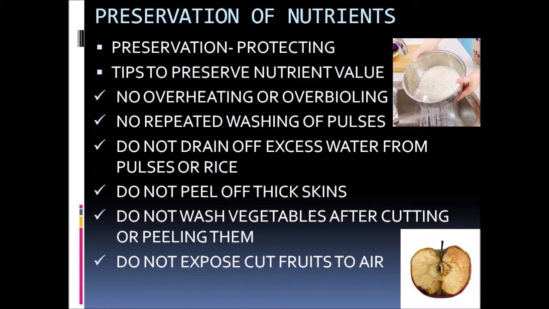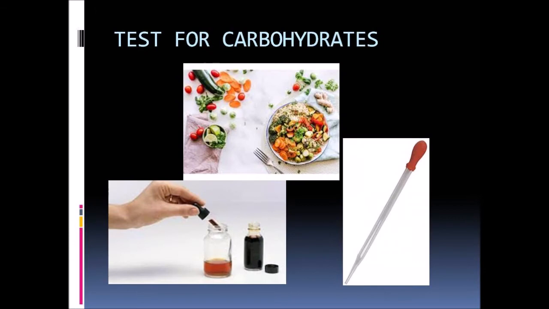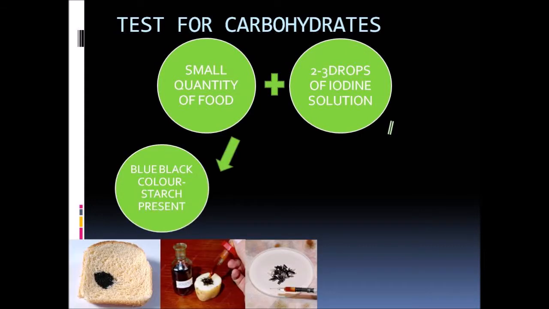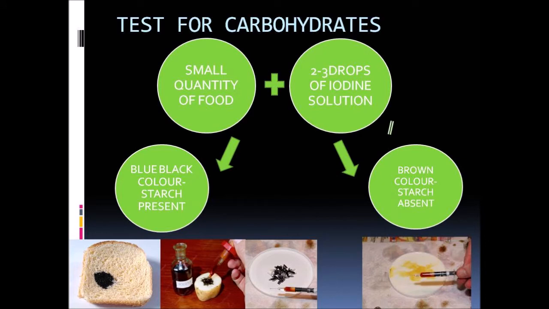To test for starch, we need a food sample, iodine solution and a dropper. First, take a small quantity of any food sample and add 2 to 3 drops of brown colored iodine solution. If you notice brown iodine changing to bluish black color when it comes in contact with food, it means the food contains starch. However, if iodine retains its brown color, that means starch is absent.